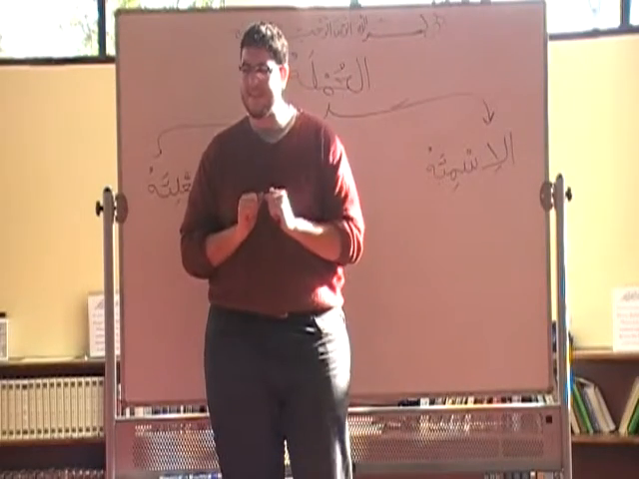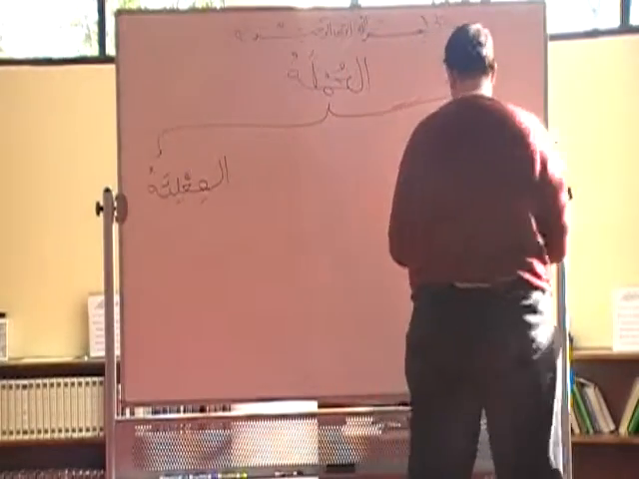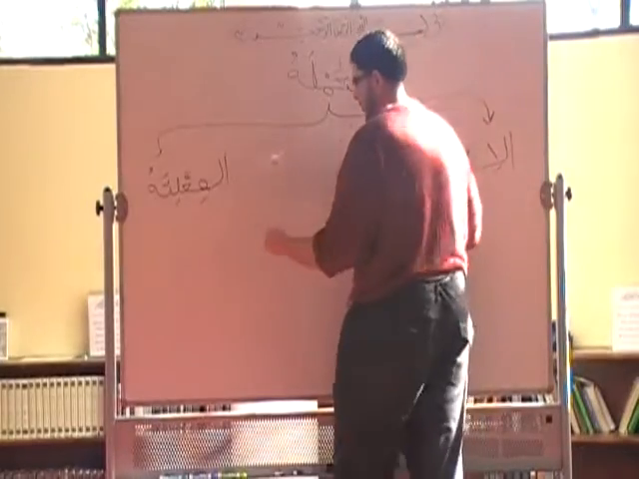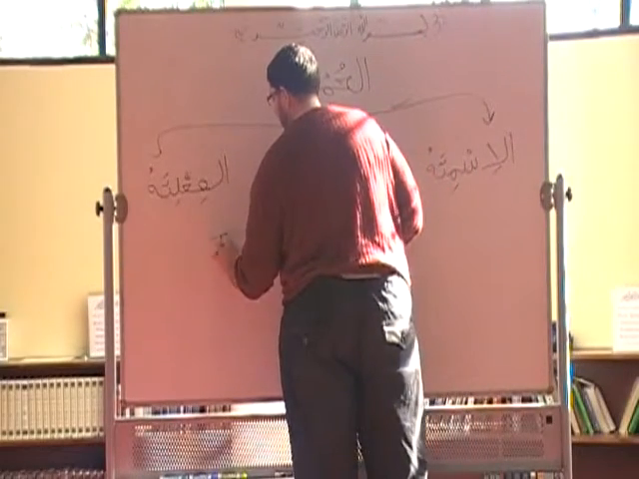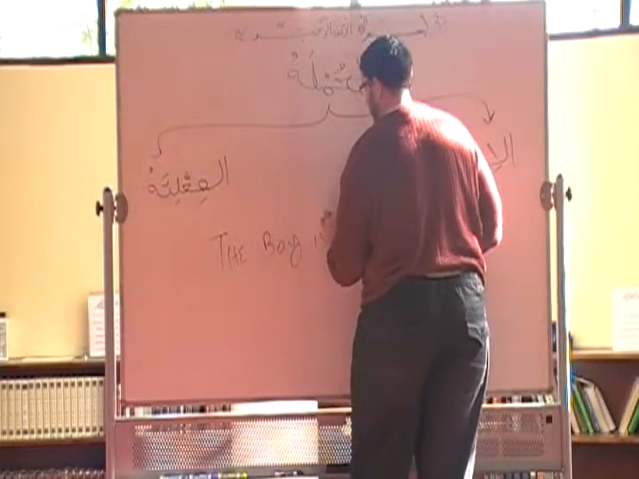So the jumla al-ismiya has two parts to it. What's the first part? Okay? So, the boy is tall. Or is smart.